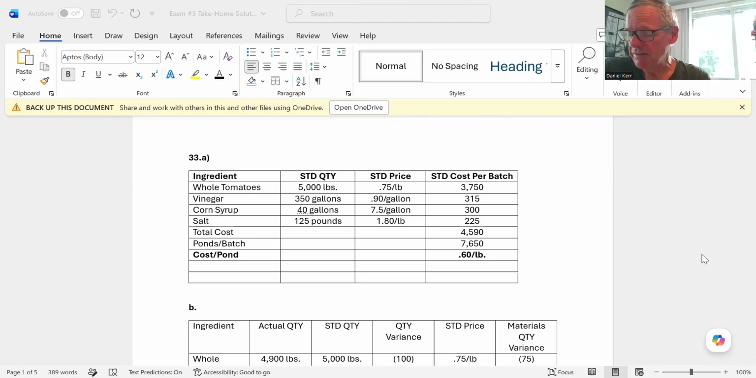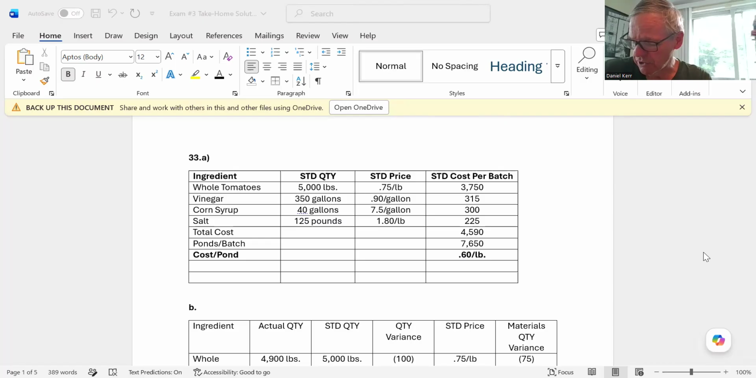And the first question you had there, remember this builds upon the first 32 are multiple choice, so 33 through 37 are the take-home part of the exam. And you're given information about a company that manufactures ketchup, and you're asked to do two things.